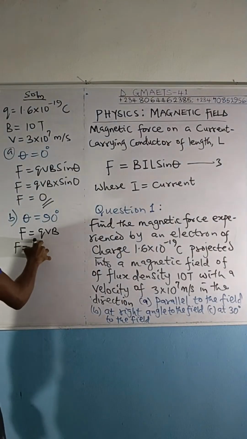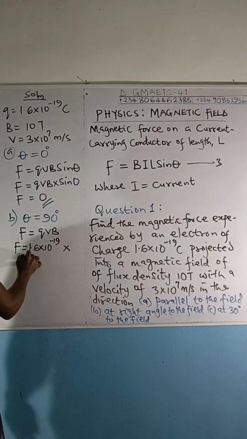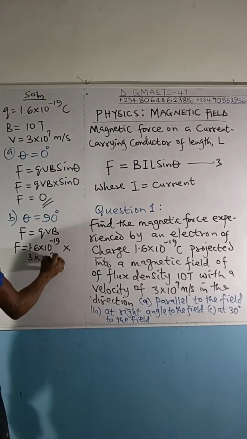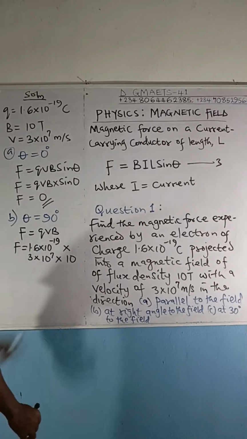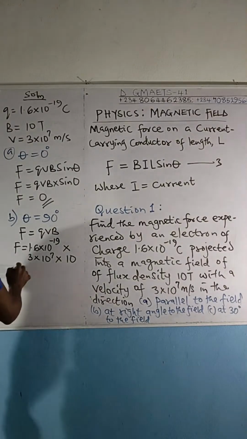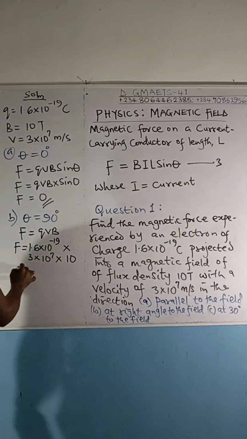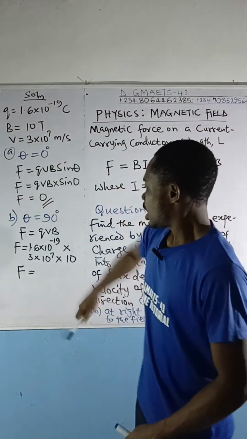Our charge is equal to 1.6 times 10 to the power of minus 19 coulomb. We multiply by the velocity, which is 3 times 10 to the power of 7. And then we multiply by 10, which is the value of the magnetic field strength, or the flux density as you might choose to call it. From here, the force acting on the charge will now be equal to, and that force will be maximum, you know. How do you work this out?